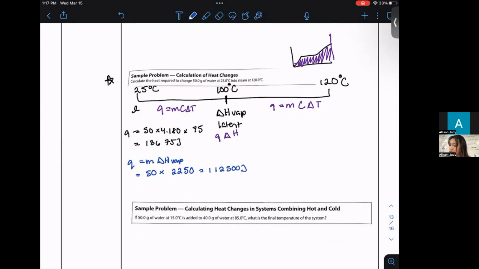And then for the final portion, where you've thoroughly turned everything to steam, now you're just increasing the temperature of the steam particles. You're just increasing the kinetic energy of the steam particles. You go back to Q equals mcΔT, and it becomes 50 times the heat capacity of gaseous water, which is 2.01, times the temperature change from 100 to 120, 20 degrees Celsius positive, and you would get a value of 2010 joules. And then for this entire process to occur, you would add up everything.